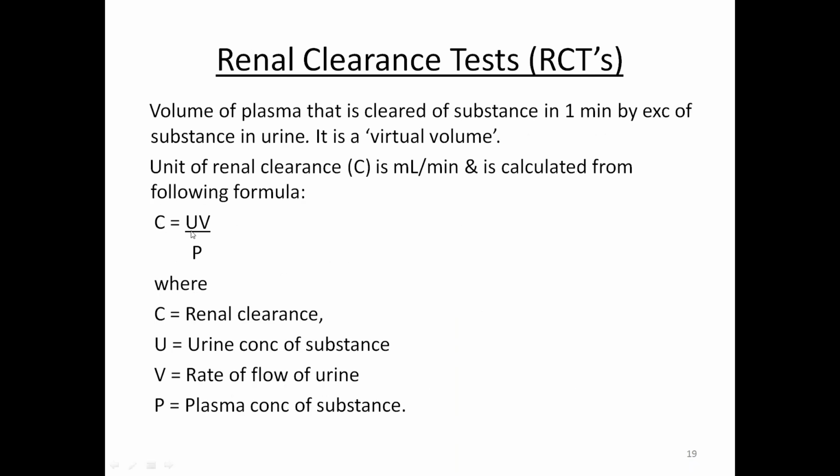This is the formula for clearance, where C is clearance and it is UV upon P, U being the urine concentration of the substance, V is the rate of flow of urine, and P is the plasma concentration. So this is the formula. Whenever we speak of clearance, you have to use this, whether you are solving a numerical or simply stating how clearance is calculated.